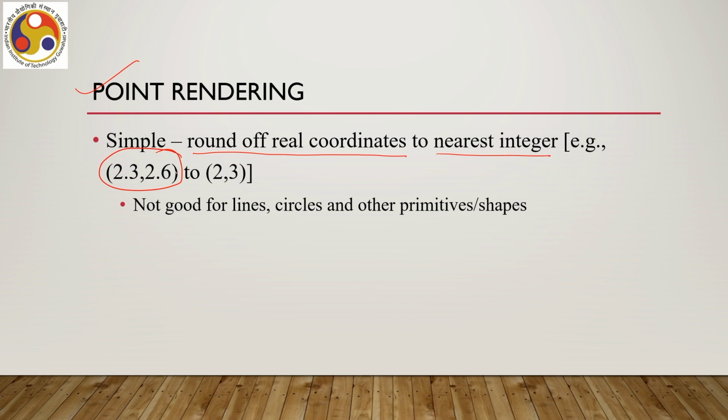For example, 2.3 and 2.6 can be rounded to 2 and 3, which will be the mapping from the device space to the discrete space. However, that is good for points, but not good for other shapes such as lines, circles and any other geometric shapes.